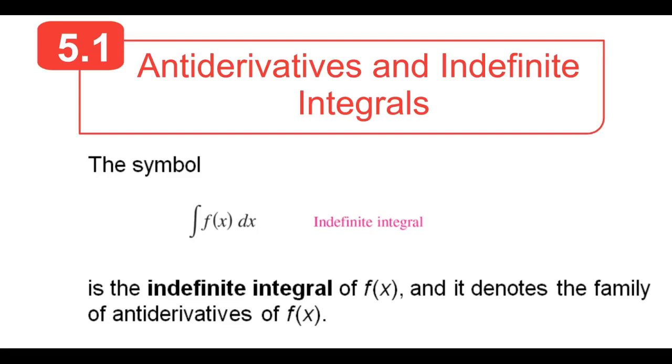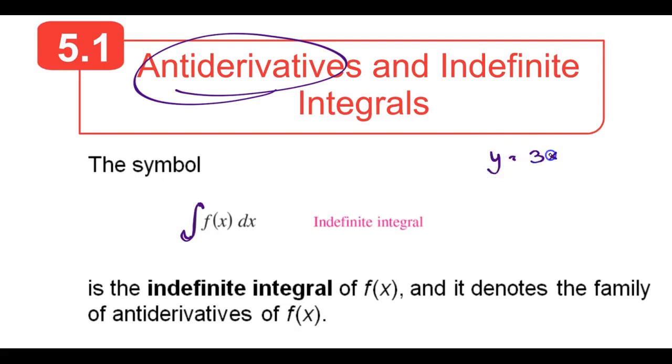Welcome to Chapter 5, our first section, learning about antiderivatives. Today we're going to undo a derivative. And this is the symbol for an antiderivative. It's called the integral. Just as you know, if I have a function, I can find the derivative, y prime, by multiplying 4 times the 3 and then decreasing the exponent by 1.